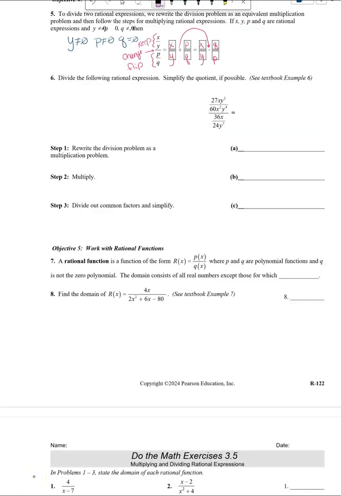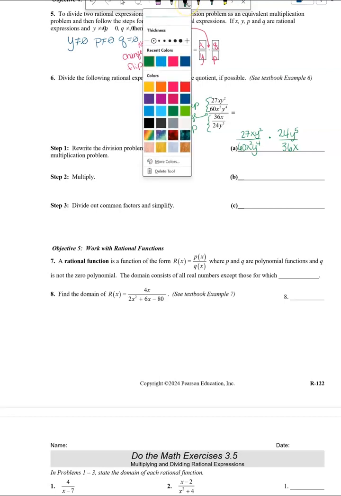Okay, let's do number 6. Divide the following rational expression and then simplify the quotient. So remember, this is keep. This is change. And this one is flip. So we're going to have 27xy squared over 60x squared y to the 4th times 24y to the 5th over 36x.